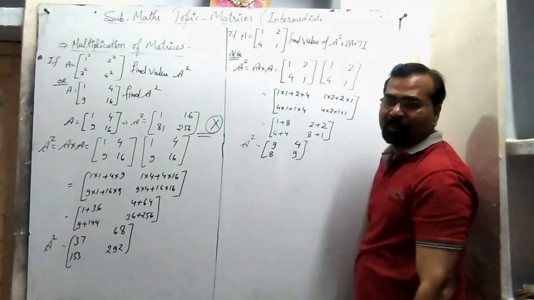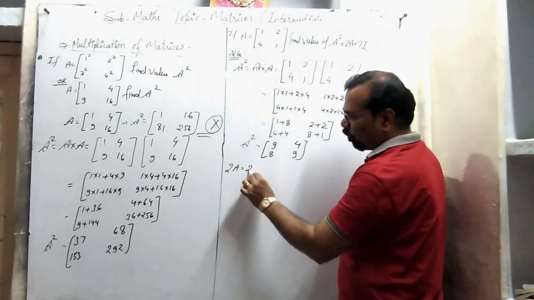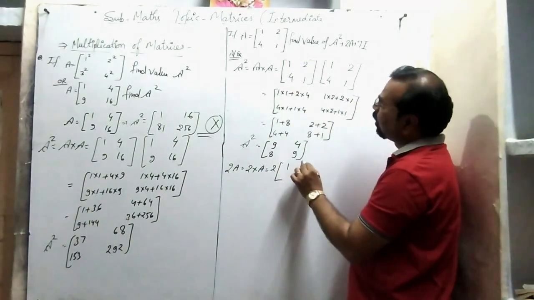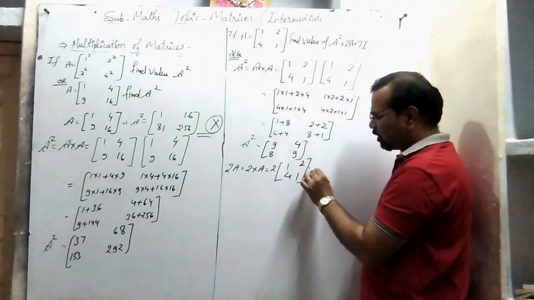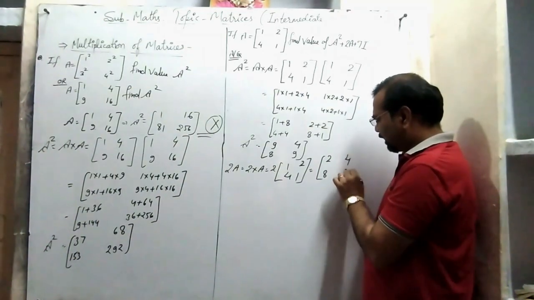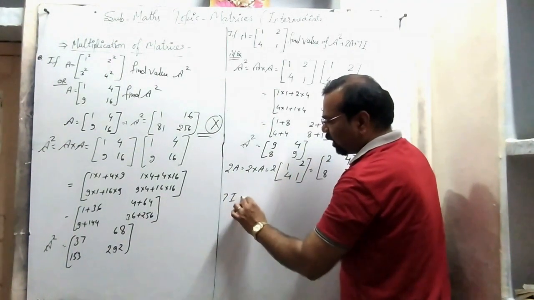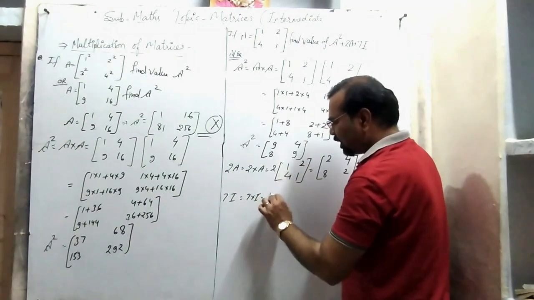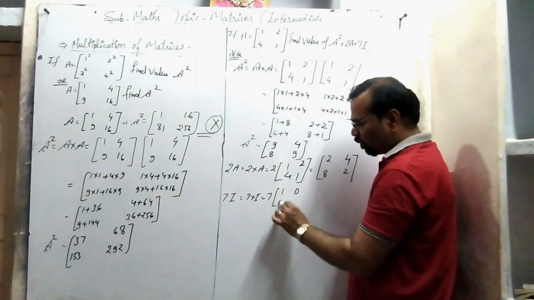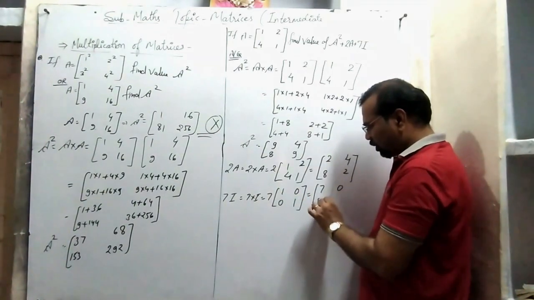Then again you can find the value of 2A. 2A means the value of 2 is multiplied by 1, 2 A. The value of A is given, 1 2 4 1. You can just do simple multiplication. That is 2, that value 4, it is 8, that value is 2. That is the value of 2A. Again you can find the value of 7I. Yes, 7 is a multiplier of I. We know that for the 2 cross 2 matrix the identity value I is 1 0 0 1. We have to multiply it by 7: 7 0 0 7.